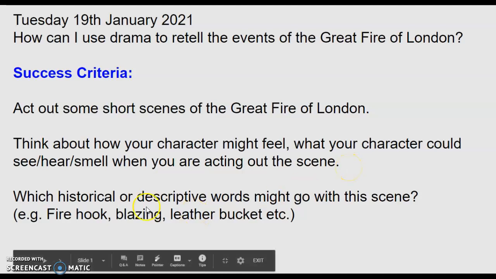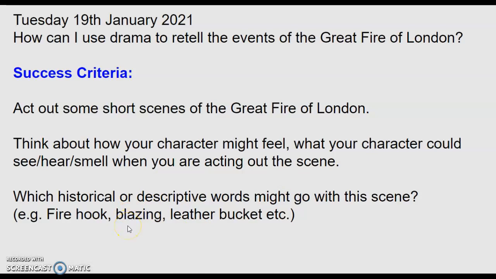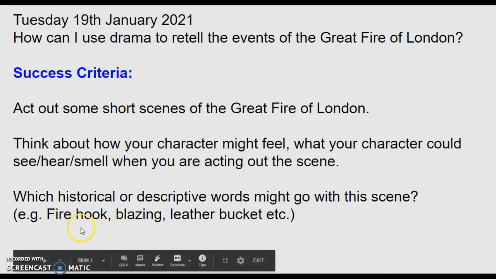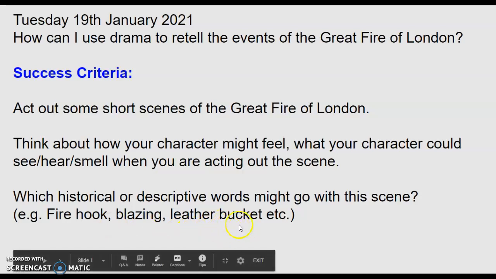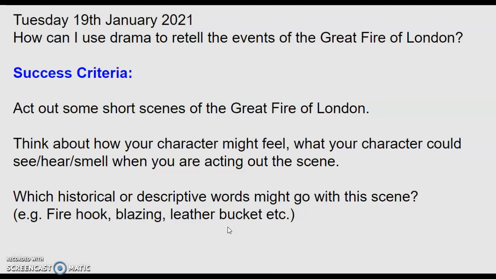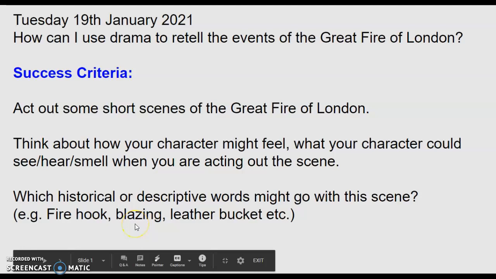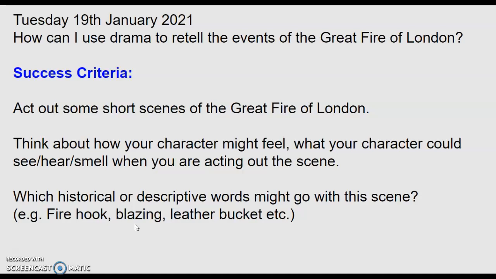I also want you to think about which historical or descriptive words might go with this scene. I'm talking about things like fire hook. That's what they used at the time of the Great Fire of London to put out the fire, and they used leather buckets. When you're acting it out, you need to speak as well. So you need to act and you need to talk. It's a really good idea to use those words. You might also have some description like a blazing fire, a huge blazing fire. Try to make it as descriptive as possible.